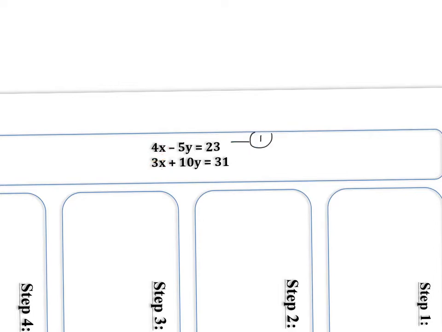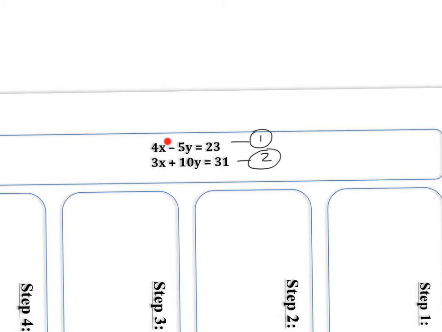So equation number 1, equation number 2. If you look at the y's, I can see that the top one has a coefficient of -5. The bottom has a coefficient of 10. So basically, I need to multiply this one by 2. 2 times -5 is a -10, and then I can add the two equations and they will cancel. So if I choose to eliminate y, I will have to do less work.